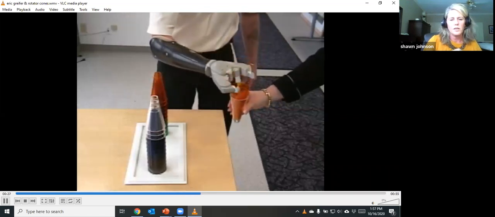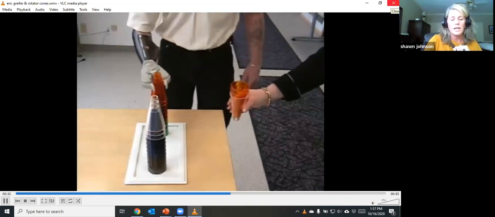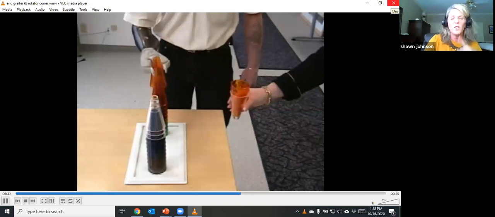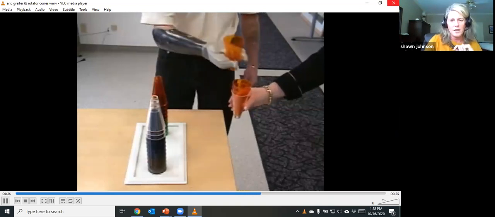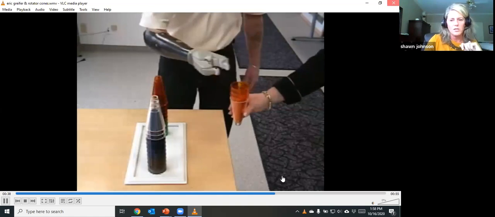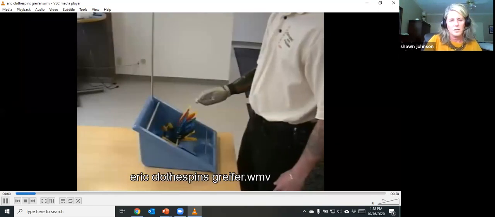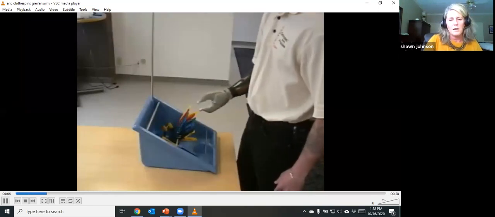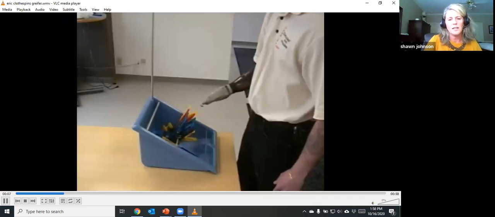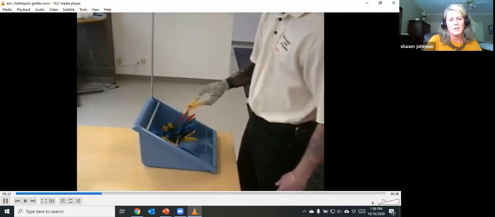This is just an example of something that you could do or the therapist would do. And again, if they do this over and over and over again, then you can move on to the next step without dropping or crushing anything. And so here's an example of some clothespins. I'm sure you've seen all of this stuff before. And one thing that I'll talk about in a second is that he's rotating his wrist to get the Greifer into the appropriate position to pinch the clothespin.